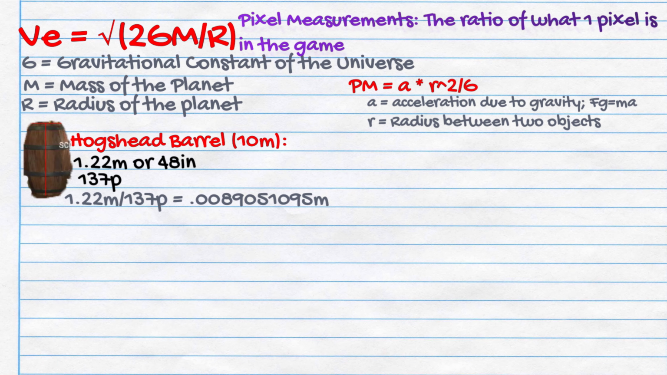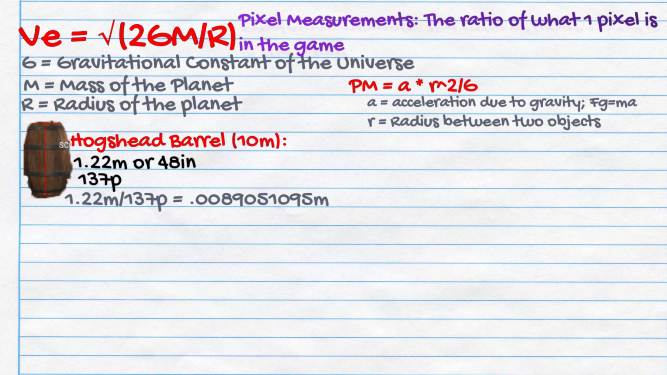Hey, quickly interjecting, I misspoke when I said R is equal to the radius of the planet in this case. R in the planetary mass equation is equal to the radius between the two objects we're using. So in this case being our character and the actual planet itself. So that's what R is. So we're going to solve for A first.